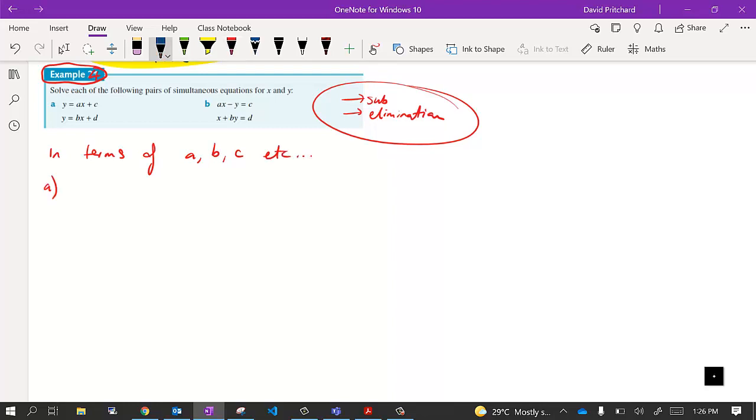Okay, so if we take our normal approach, we've got Y is equal to AX plus C, and we've got Y is equal to BX plus D. We can say this is equation 1, this is equation 2, and really because they're both in terms of Y, we can just sub 1 into 2 or 2 into 1 and it works the same, right? So let's say sub 1 into 2. So here we have AX plus C is equal to BX plus D.